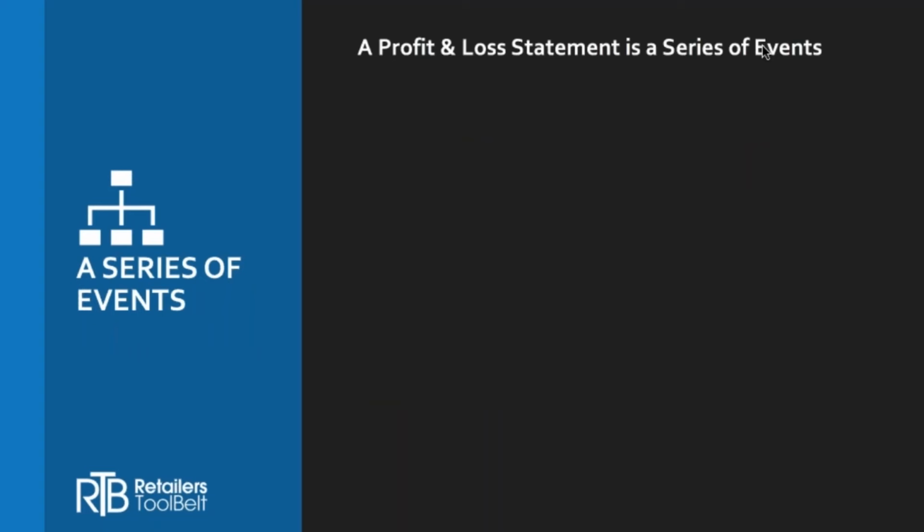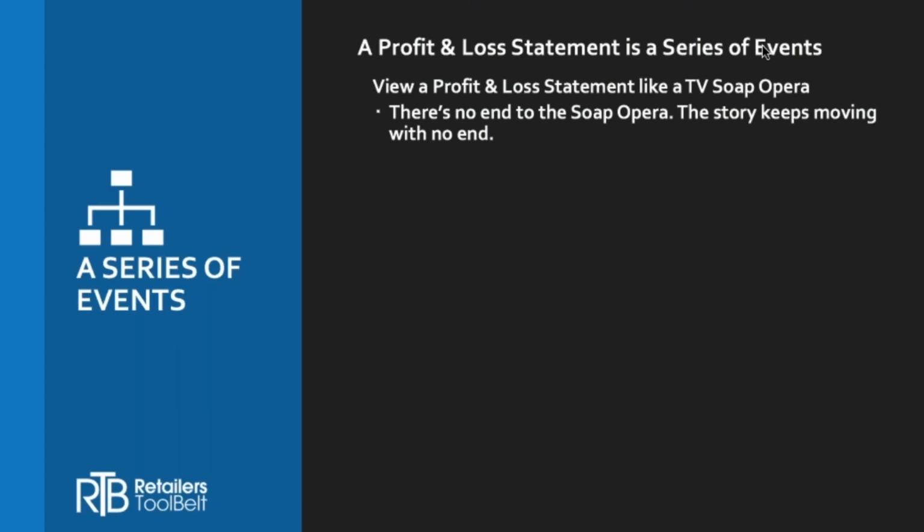A profit and loss statement is a series of events. And what I want you to start thinking about when you look at a profit and loss statement is that it's like a soap opera. In a soap opera, there is no end. It's just a storyline that keeps moving. When you look at March, what happens in March is going to affect April. What happens in April is going to affect May, and so forth and so on.